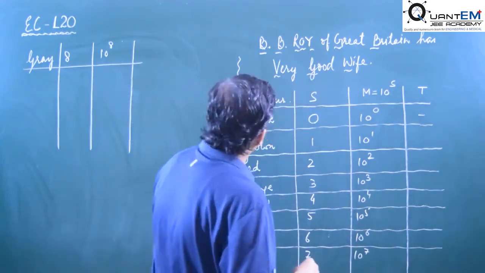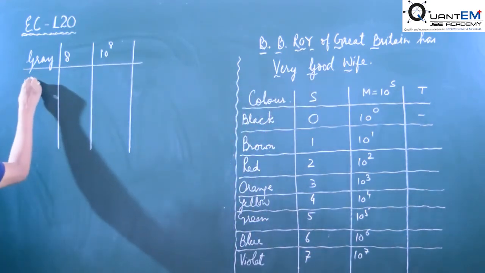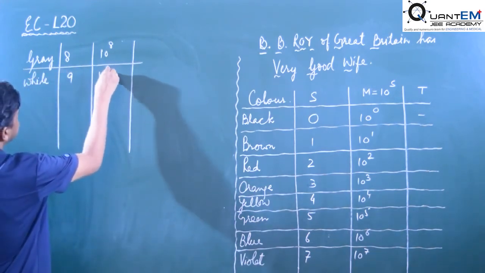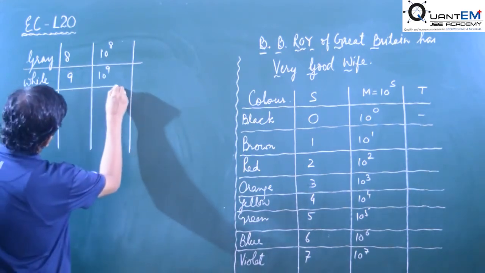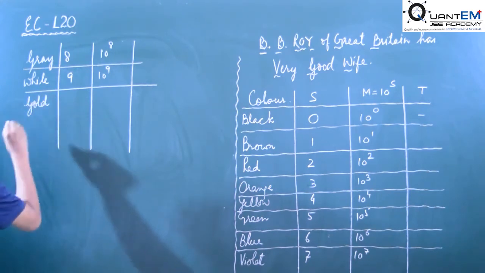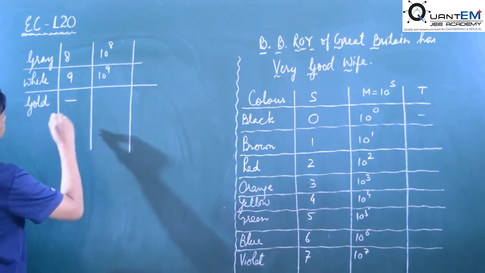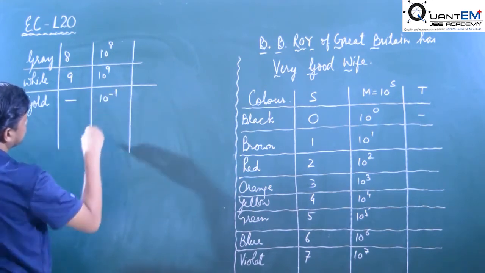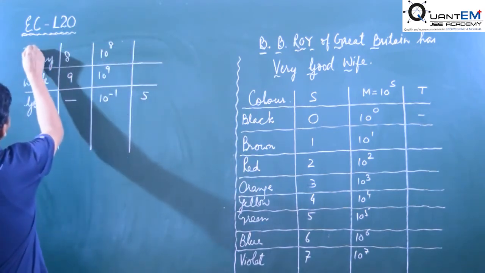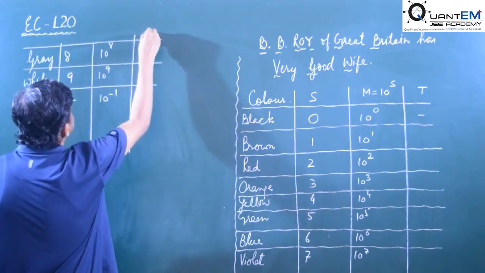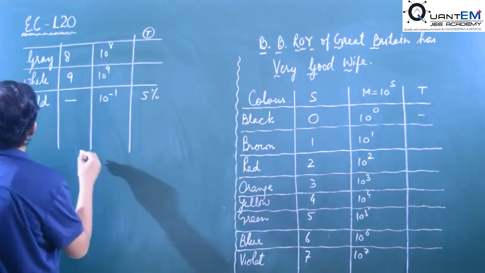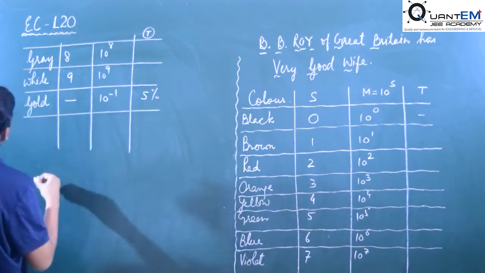Very good. W for white: 9 significant, 10 to the power 9. No tolerance here. Gold: significant value is nothing, the multiplier value is 10 to the power minus 1, and the tolerance value here is 5%. Okay. Silver.